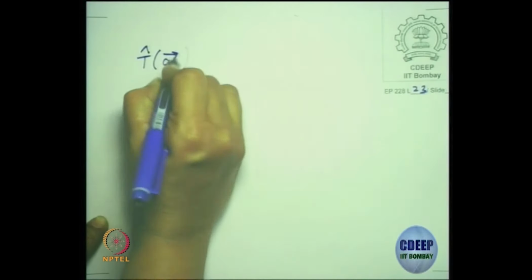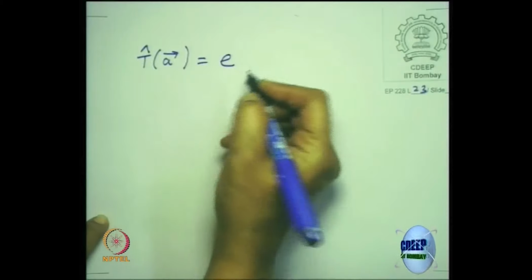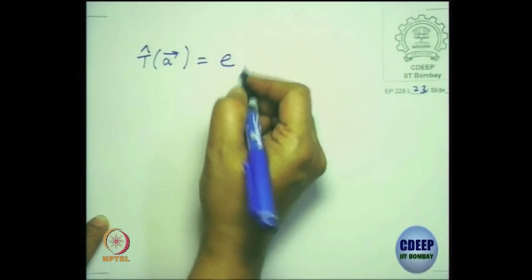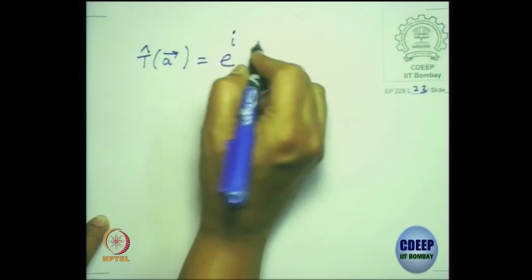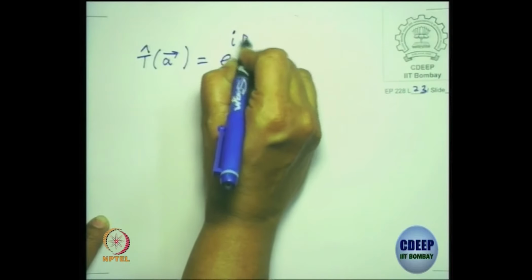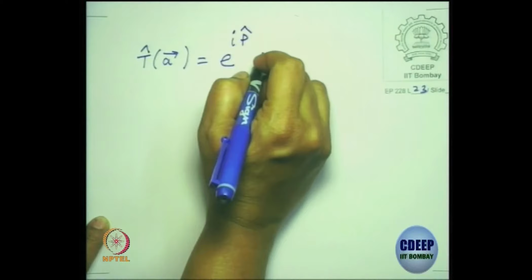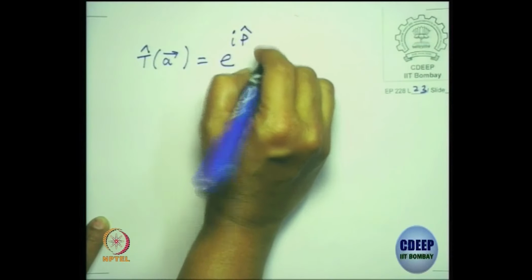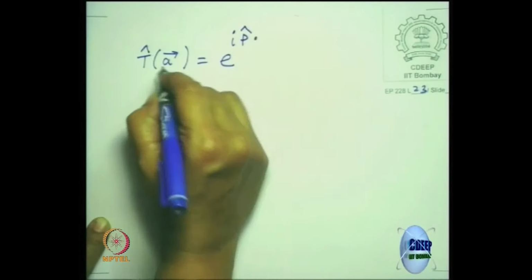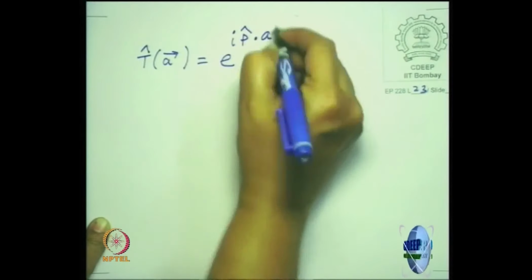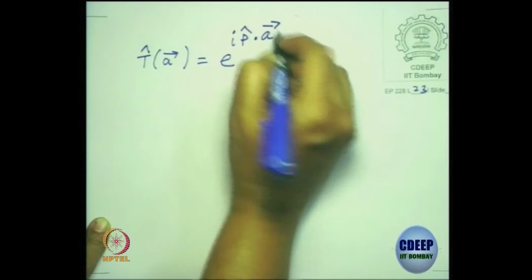When I wrote the translation operator, which shifts by a unit vector, it had an exponential of i, and then you had an operator which I said is the linear momentum operator, and how many steps you want to translate is what you get.